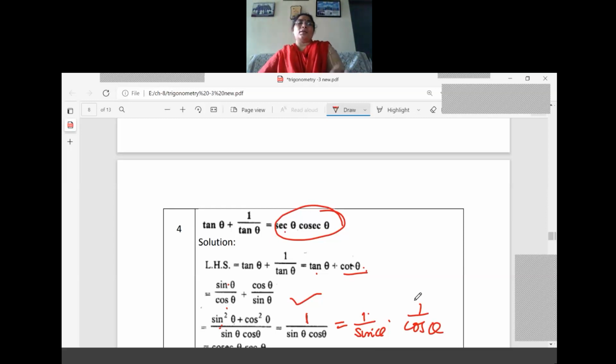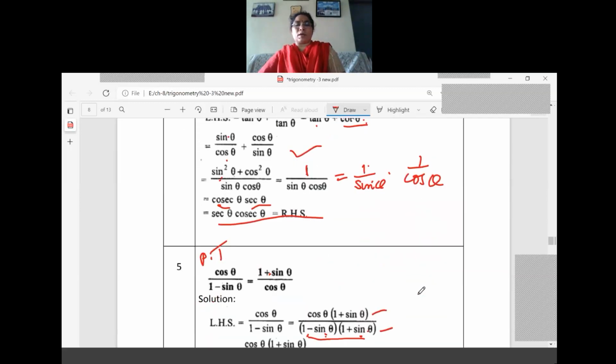I cannot tell that this question should follow this method only. Again the same rule, it's a good topic, but a little bit of application level is required, so you should learn the formulas thoroughly. Now when we come to the fifth question, what happened?